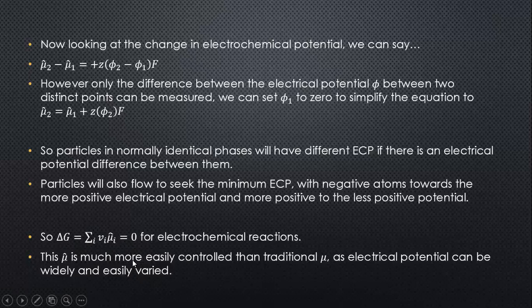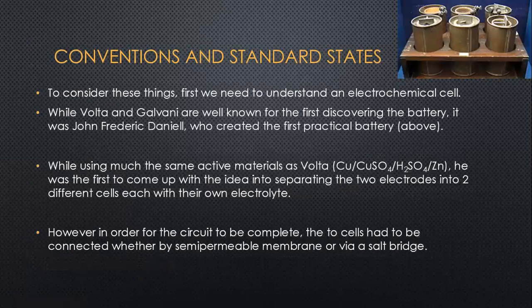So the mu hat is much more easily controlled than a traditional mu, because we can actually measure and vary our chemical potential, our electrical potentials, by running various circuitry, as we're going to see in a little bit. We can change the potential. But before we get there, we have to look at how we look at cells, the conventional and standard states. So to consider these things, we need to understand an electrochemical cell.